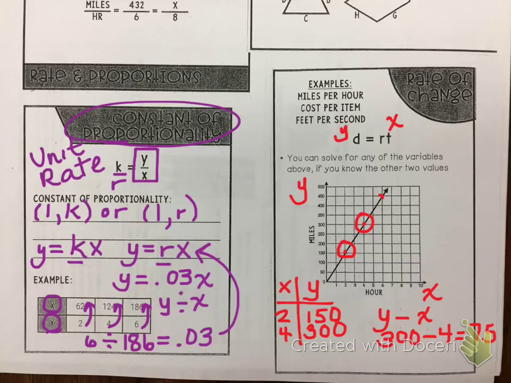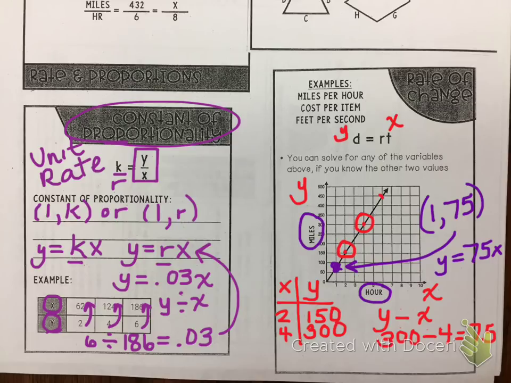Let me change colors. So my unit rate is right here. Right there. So this dot right here, this purple one, is 1,75. So that represents my unit rate. So my equation would be y equals 75x, or if I do my letter swap and I use miles and hours, I could also swap out my letters. I could say m equals 75h.